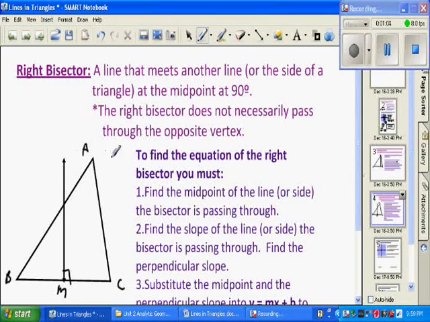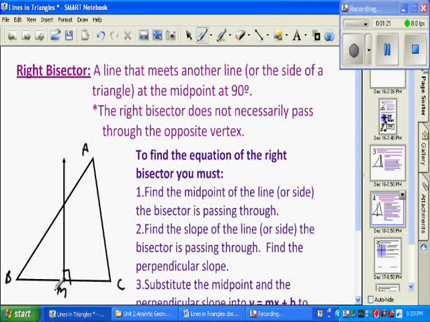So you can see in this triangle it does not go through A, which is fine. It would only pass through A in equilateral or isosceles triangles. Okay, so if I want to find the equation of the right bisector, the first thing you have to do is find the midpoint of BC.